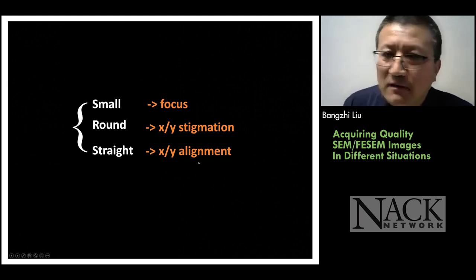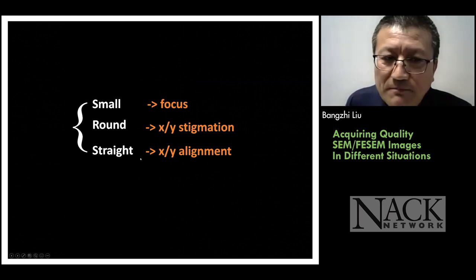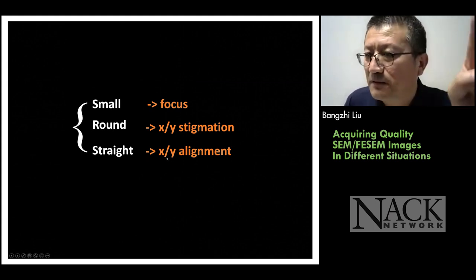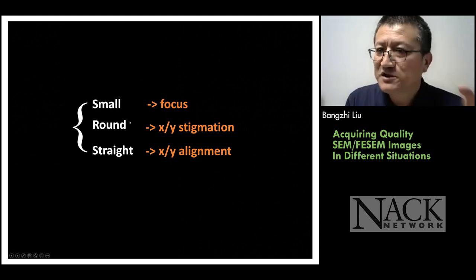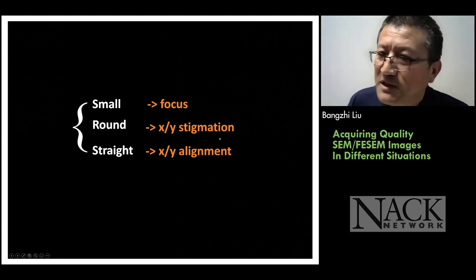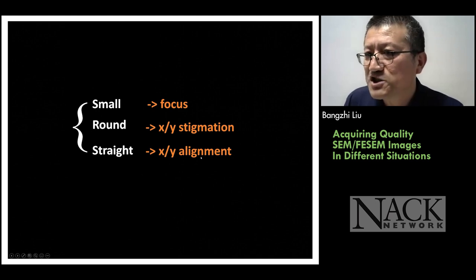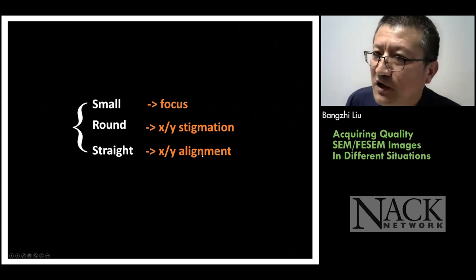So we want a small beam, a round beam, a straight beam. When you focus, if the beam is not right, it can tell you what's wrong with the beam. When you change focus, if the image starts to change shape, you have a stigmation problem. When you see the image start to move, the position change, then you have an alignment problem. Then you change the XY stigmation, change the XY alignment, and that's how you move the beam back.